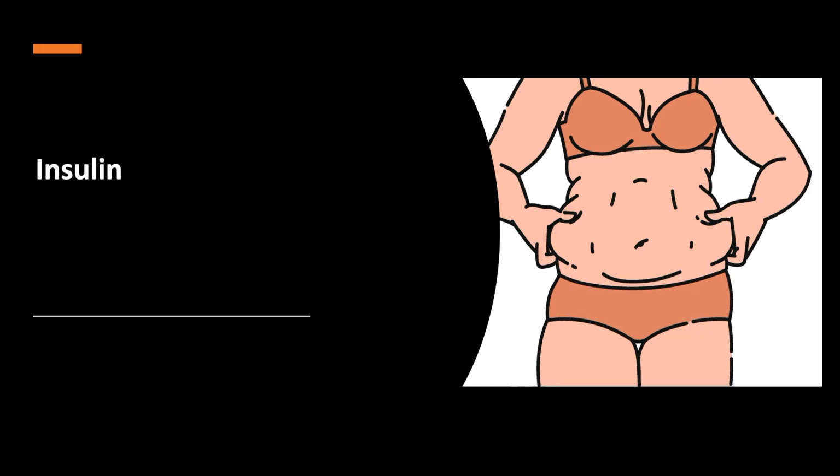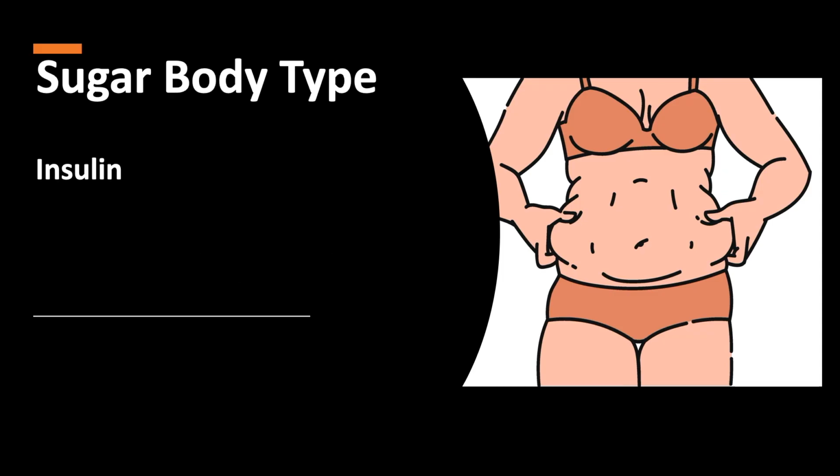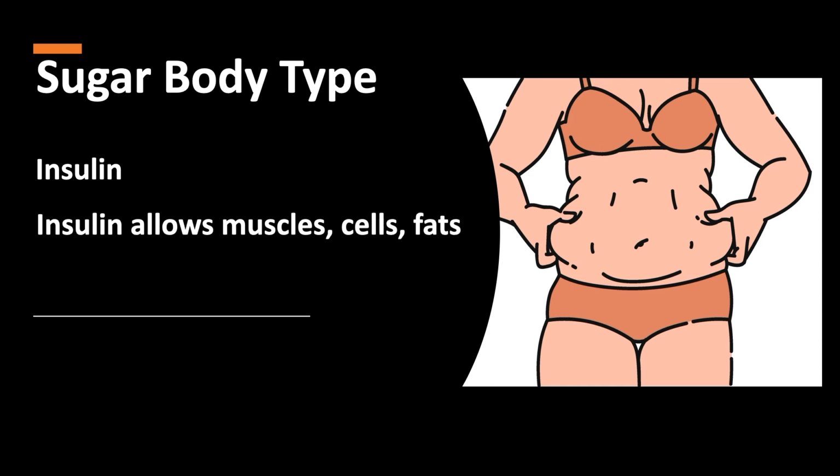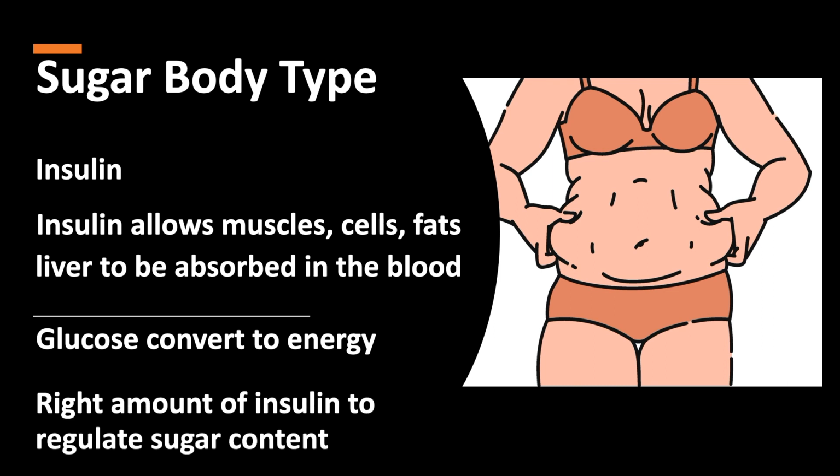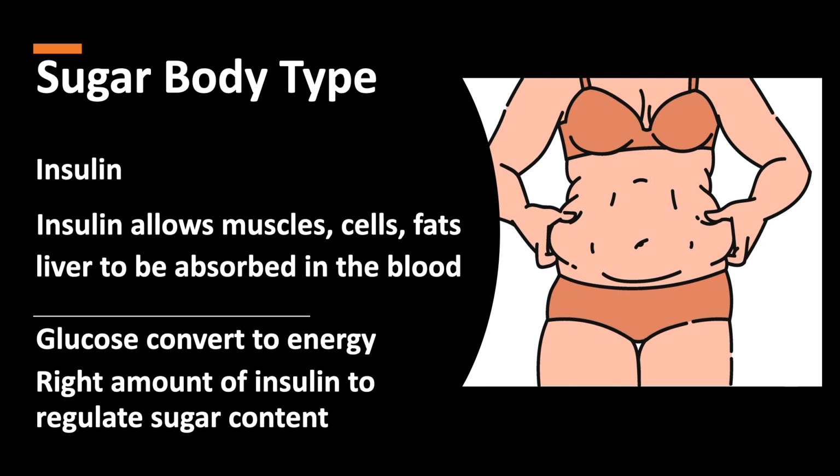Yeah? And for the sugar type, the problem with sugar is insulin. Insulin allows the cells in the muscles, fats, and liver to absorb glucose that is in the blood. The glucose serves as energy to these cells, or it can be converted into fat when needed. Insulin also affects other metabolic processes such as the breakdown of fat or protein. Regulating your insulin level is important, so the right amount of food is also important to regulate your sugar content in the body.